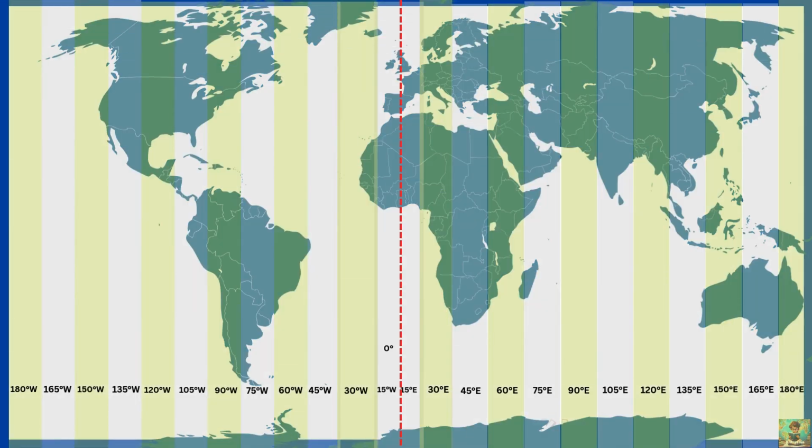The Earth is divided into different time zones, each about 15 degrees of longitude wide. Each time zone is 1 hour apart. So, when you move 15 degrees east, the time is 1 hour ahead. When you move 15 degrees west, the time is 1 hour behind. Longitude helps us keep the time organized across the world and know what time it is in different places.